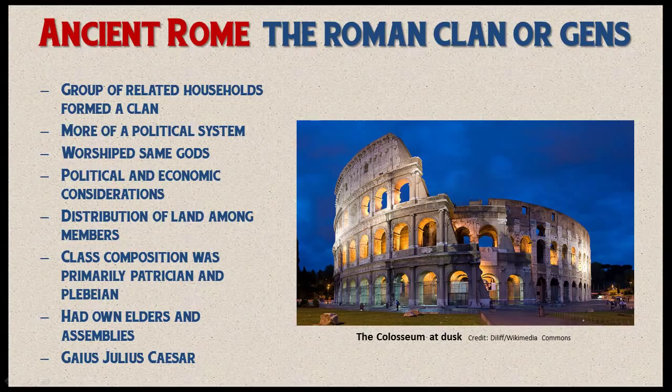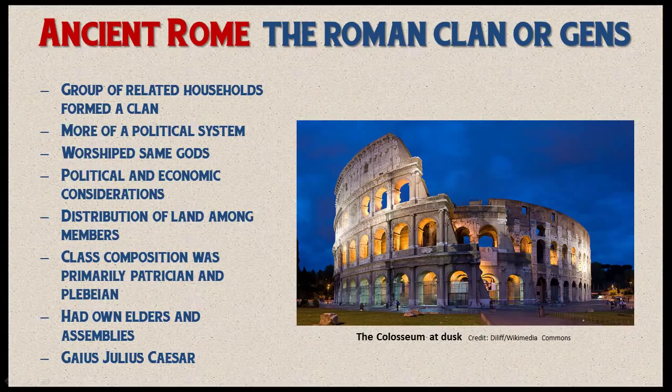Now, if a member of a particular clan died and didn't have an immediate family, his property was distributed to the rest of the clan. And so that's how that worked. Once a decision was made by the clan, that would be binding on all of the rest of its members. And eventually, the clan system had a considerable influence on the development of Roman law.